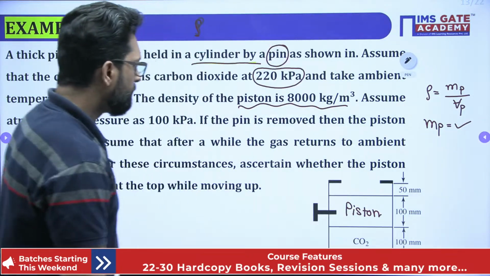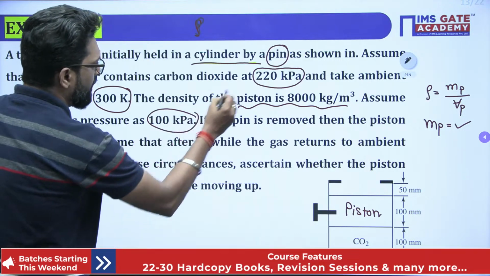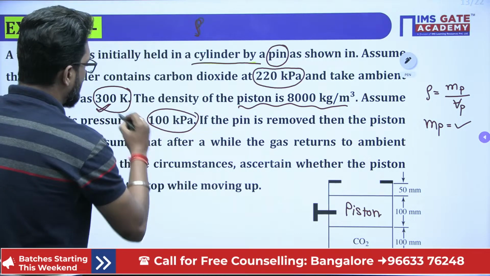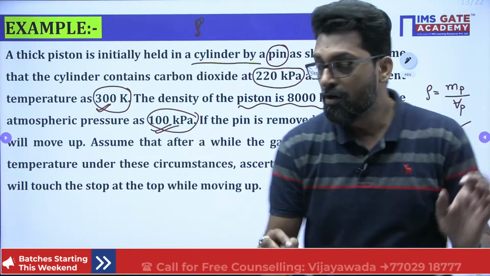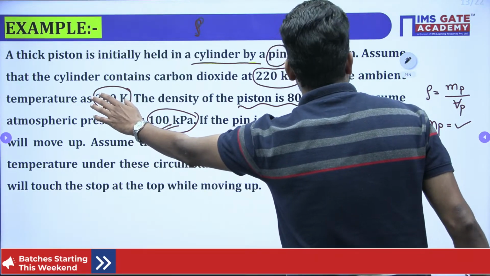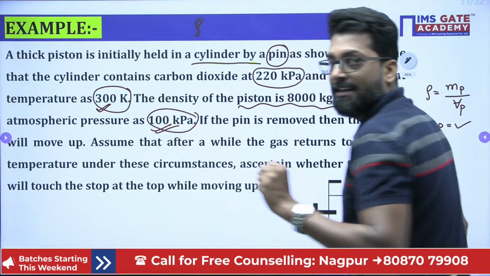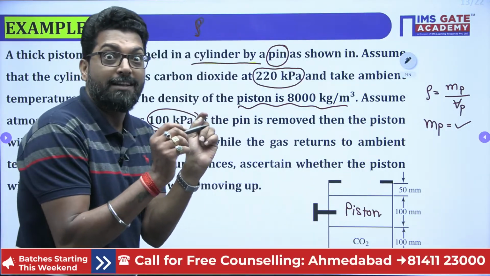Assume atmospheric pressure, that means the atmospheric temperature is also given, and the atmospheric pressure is also given. That means the surrounding property is given. What is the surrounding property? Temperature is 300 Kelvin and pressure is 100 kilopascal. Okay, right. Now the point is very important.